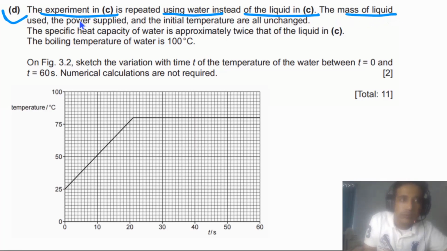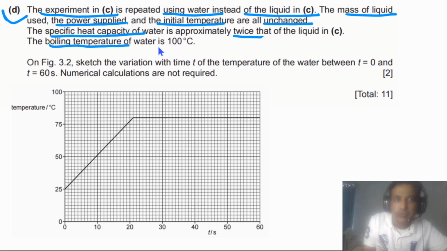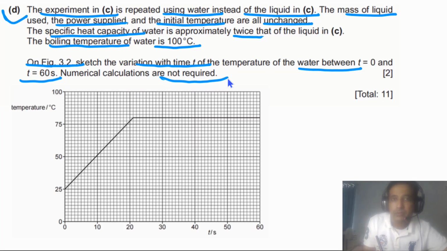Part D says the experiment in C is repeated using water instead of the liquid in C. The mass of the liquid used, the power supplied, and the initial temperature are unchanged. The specific heat capacity of water is approximately twice that of the liquid in C. The boiling temperature of water is 100 degrees Celsius. On figure 3.2, sketch the variation with time t of the temperature of the water between t equals 0 and t equals 60 seconds. Numerical values are not required.